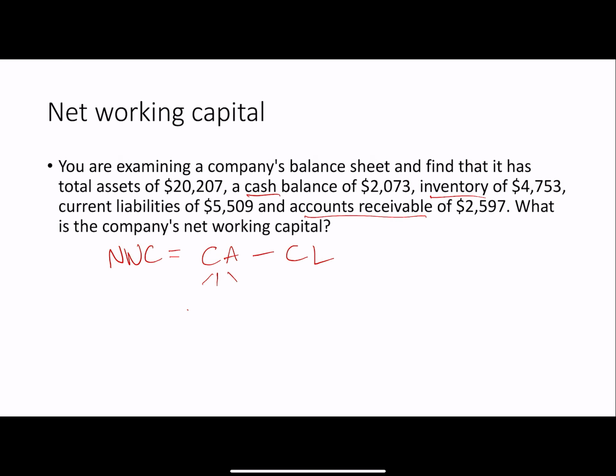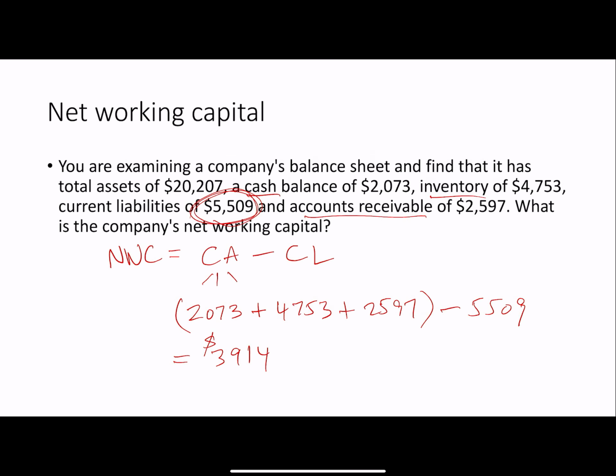All right, so cash is 2,073 plus inventory is 4,753 plus accounts receivable is 2,597. That sum together represents our current assets. And then we're also given current liabilities, 5,509. And that fills out our total net working capital formula. So we do the math, and we find it's $3,914. And that is our net working capital.